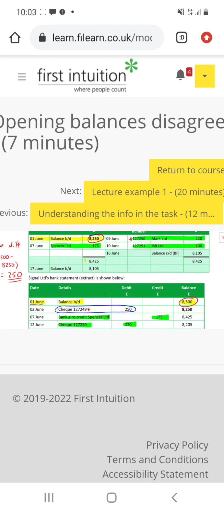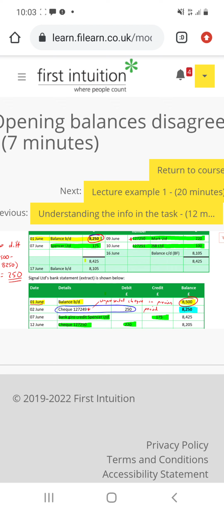This will have been an unpresented check in the previous period. And actually you can see as soon as that check goes through, the balance drops to 8,250, which does agree to the opening balance per the cash book.